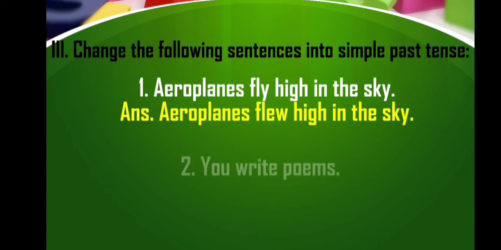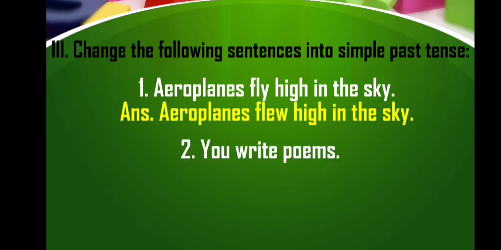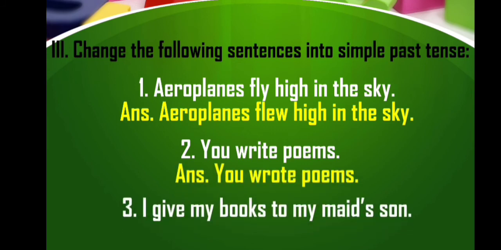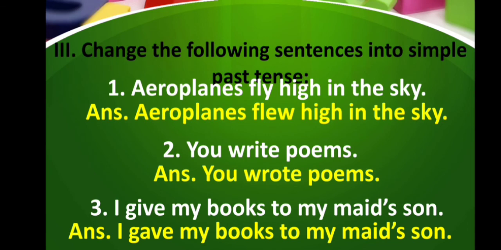The next one is you write poems. Here you can see the verb is write and we have to change the root form of the verb to the past form of the verb. So the past form of write will be wrote. And the answer is you wrote poems. The next one is I give my books to my mate's son. Here you can see the verb is give and we have to change the verb to the past form of the verb. So the answer will be I gave my books to my mate's son.